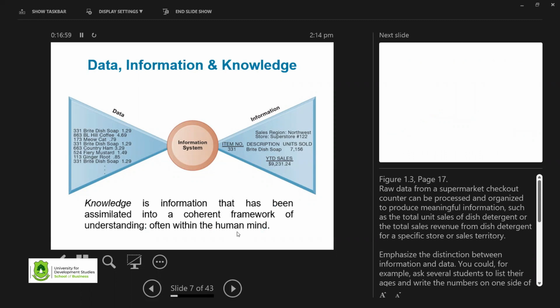At the undergraduate level, the trick I give to students who have never spoken in classes: I'll roll the slide forward, turn it back and ask the same question. If you have not spoken in class, you have seen this, you were fast enough to see the slide, then you just mention it. Information that has been assimilated in a coherent framework of understanding, often within the human mind.